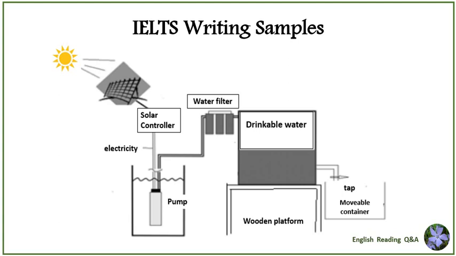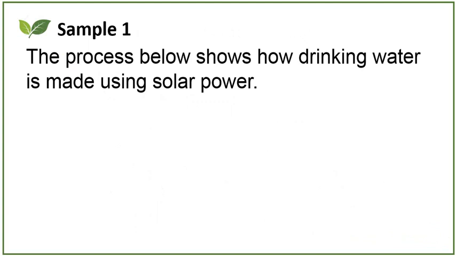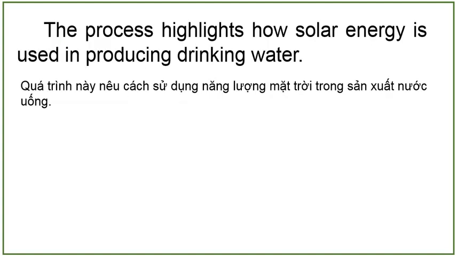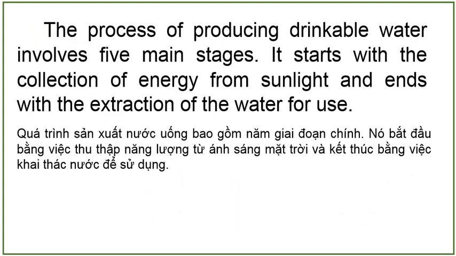IELTS writing samples. The process below shows how drinking water is made using solar power. The process highlights how solar energy is used in producing drinking water. The process of producing drinkable water involves 5 main stages. It starts with the collection of energy from sunlight and ends with the extraction of the water for use.